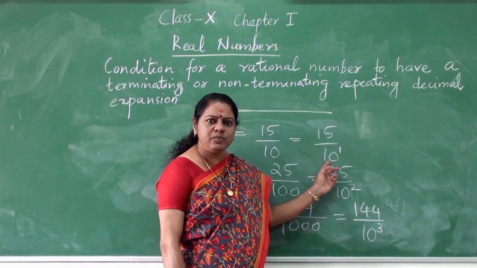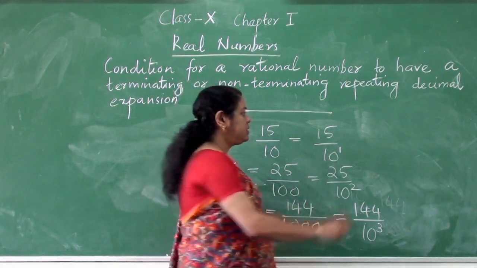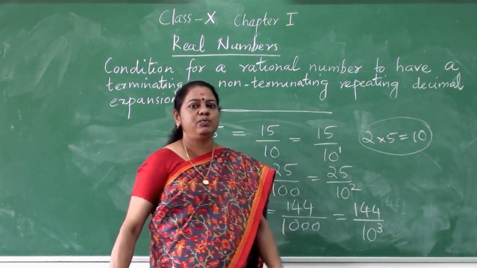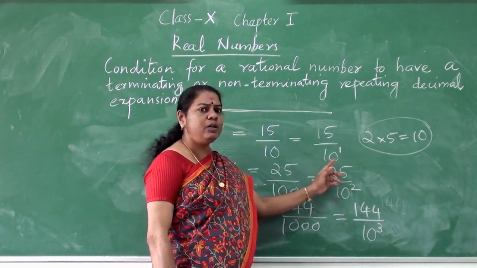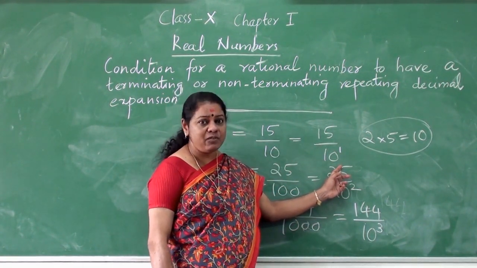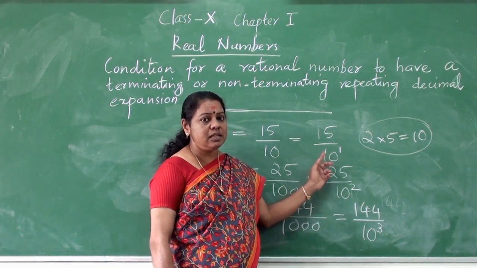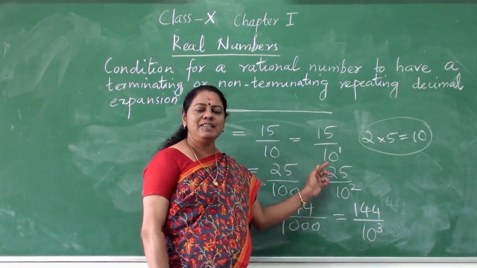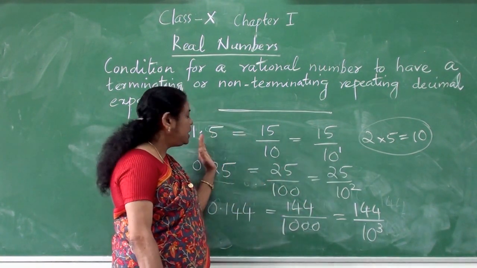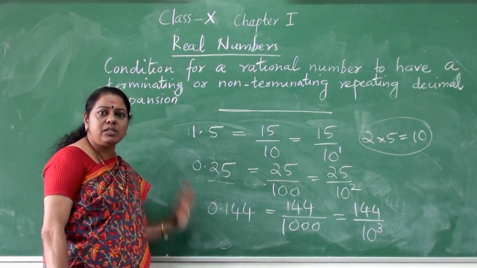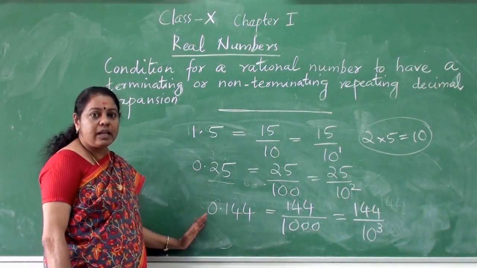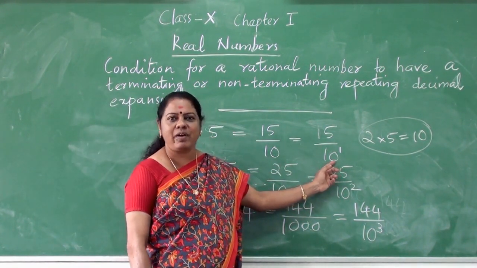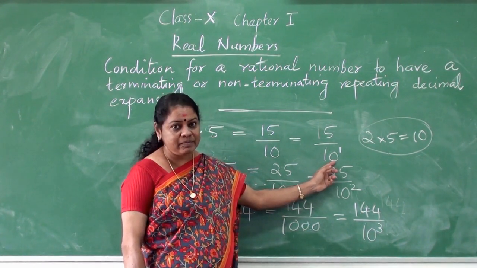Now what are the factors of 10? 2's and 5's. 10 is 2 into 5. These are the prime factors of 10. The prime factors of 10 are 2's and 5's. So if the denominator has factors 2's and 5's, then we get a terminating decimal expansion. That is, if the rational number has a terminating decimal expansion, then the denominator has factors 2's and 5's. Is it clear? 2's and 5's.